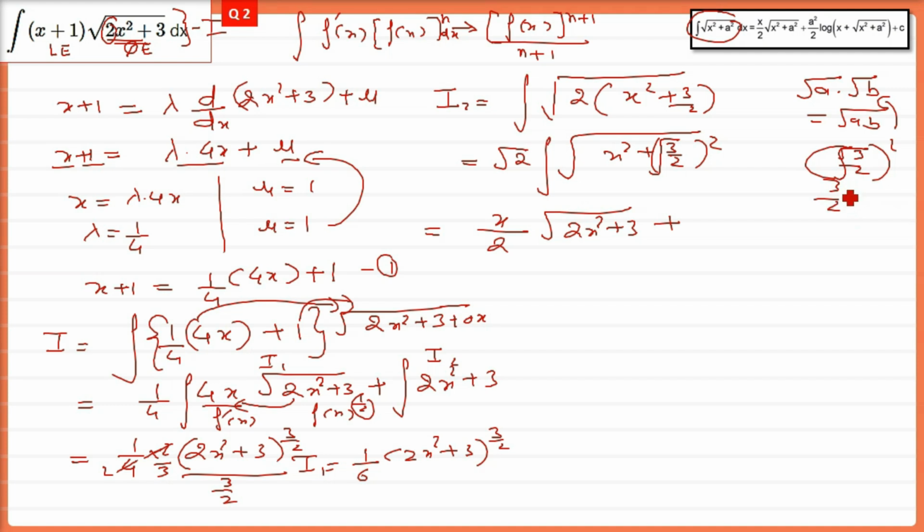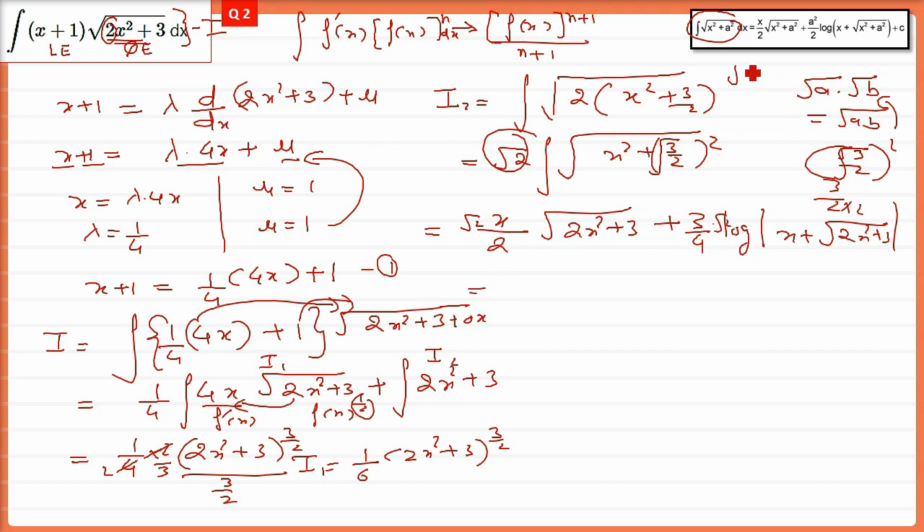How about a square by 2? a is root 3 by 2, a square is 3 by 2. So root 3 by 2 whole square is 3 by 2 only, and divided by 2, so 2 into 2 is 4, 3 by 4. Then we have a log. Then inside this modulus, we have x plus under root x square plus a square, which remains the same, which is 2x square plus 3. So root 2 will be multiplied inside because root 2 was outside.